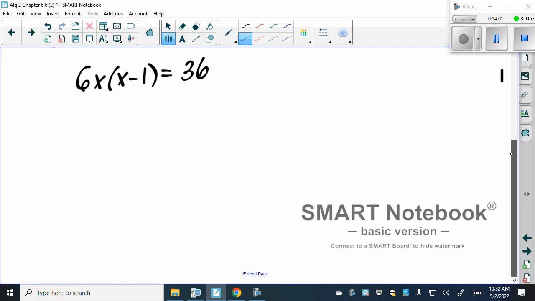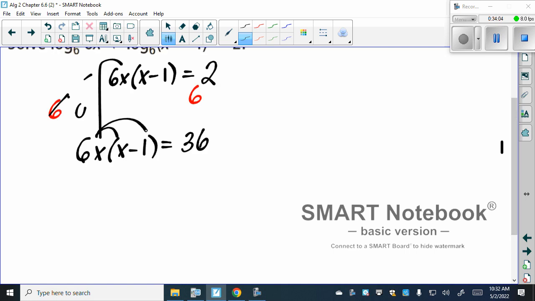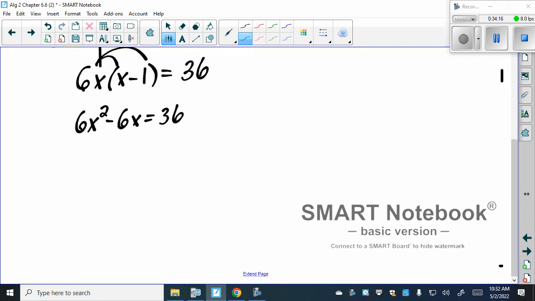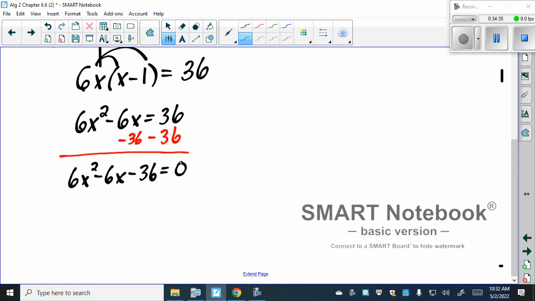Now on the left-hand side, we can multiply this through. So 6x times x is 6x squared. 6x times negative 1 would be negative 6x, is equal to 36. Now again, we have a quadratic, so we need to get this thing equal to 0. So we can subtract 36 from both sides, which tells us that 6x squared minus 6x minus 36 is equal to 0, yes?